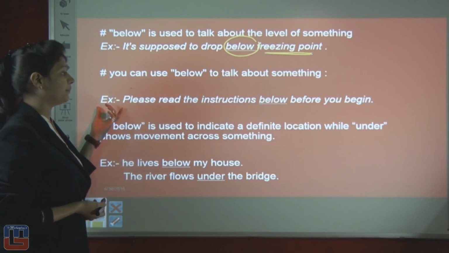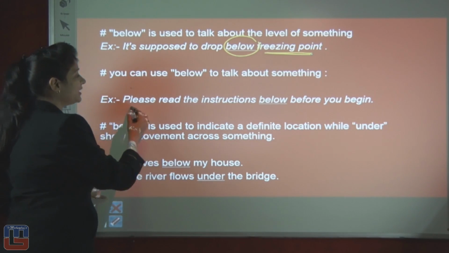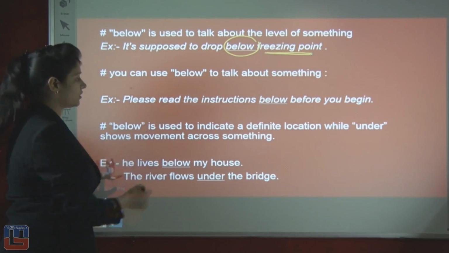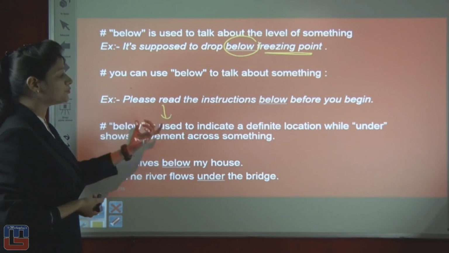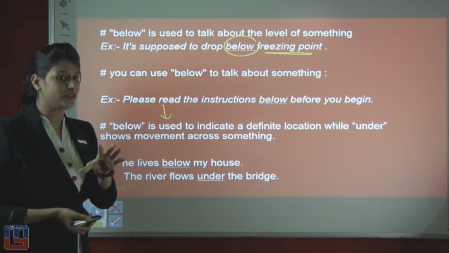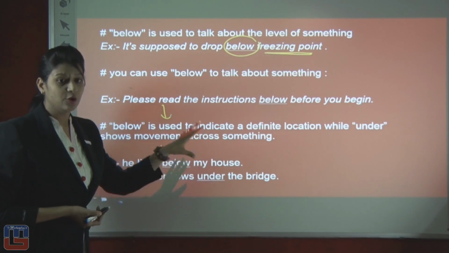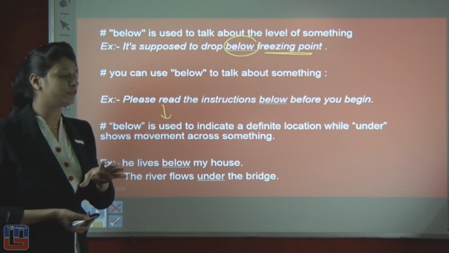As you can see in this example, when you're mentioning something to be under it, then you can say, please read the instruction below before you begin. So the instruction that's given below is to be read first. Now if we are talking about the difference, here it is written: below is used to indicate a definite location, while under shows movement across something. That's a completely different and very useful thing over here.